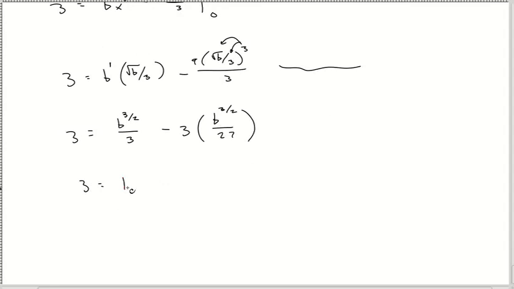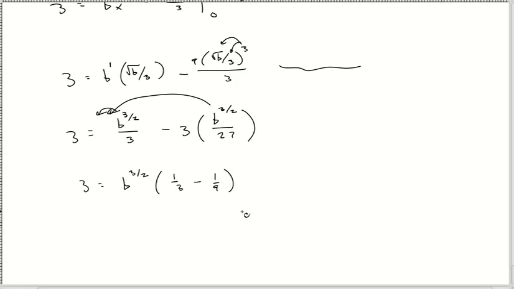We're almost there. I'm going to actually factor out a b to the 3 halves in the front here, since they both have it. Now I got a 1/3, and this guy should be a 1/9, and so what I end up with here is going to be, good question.